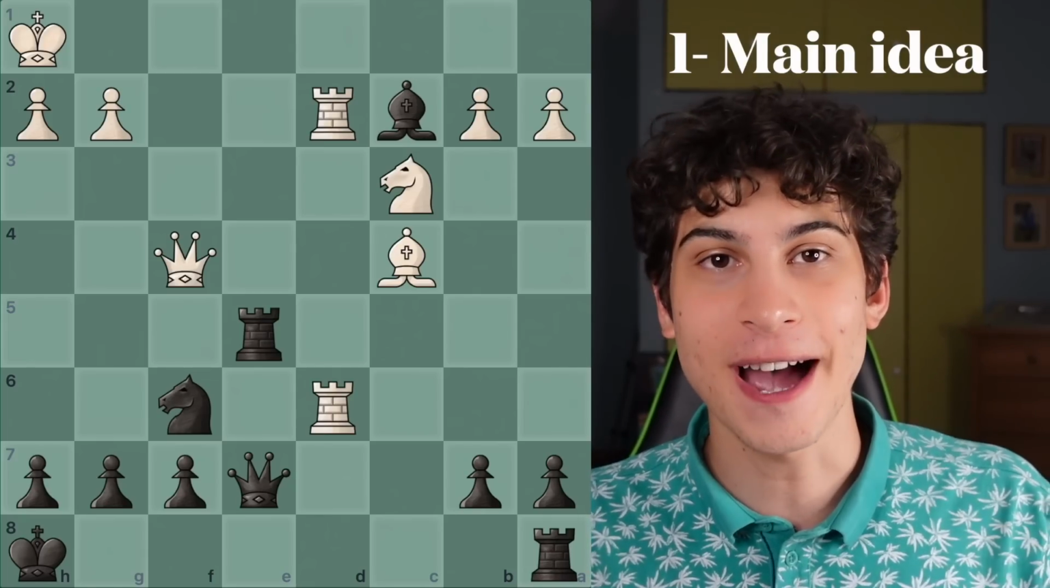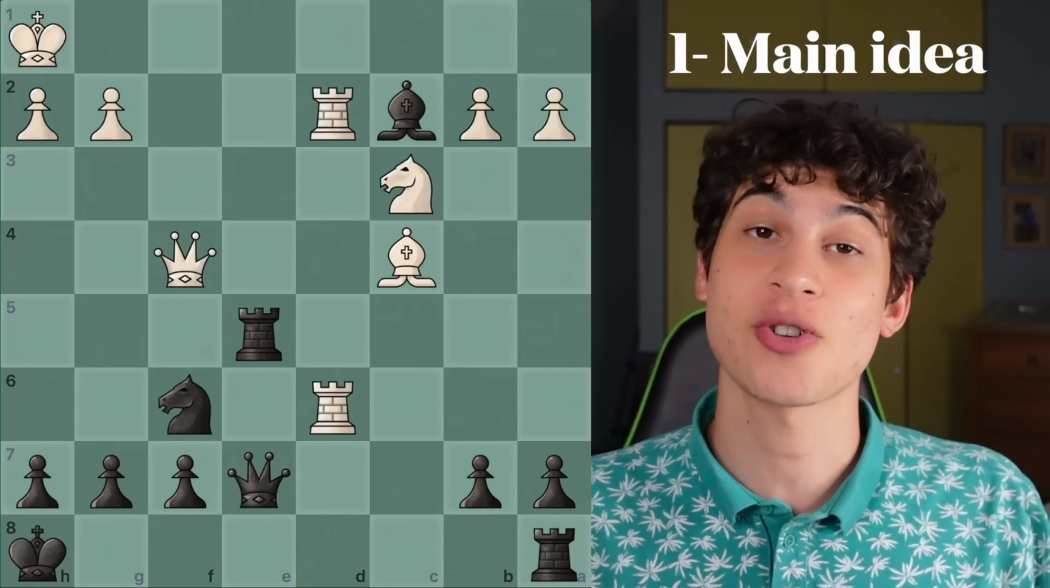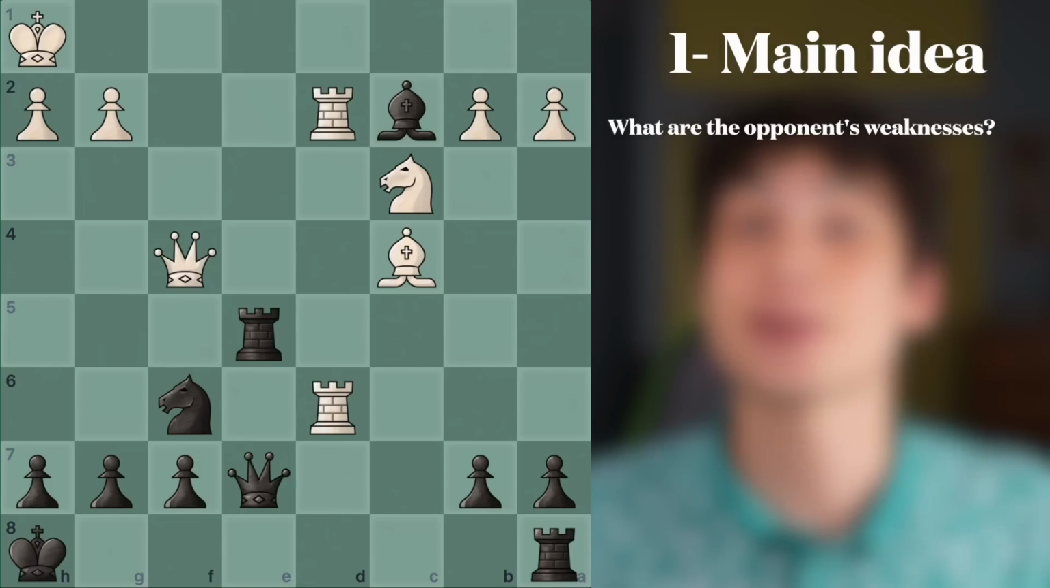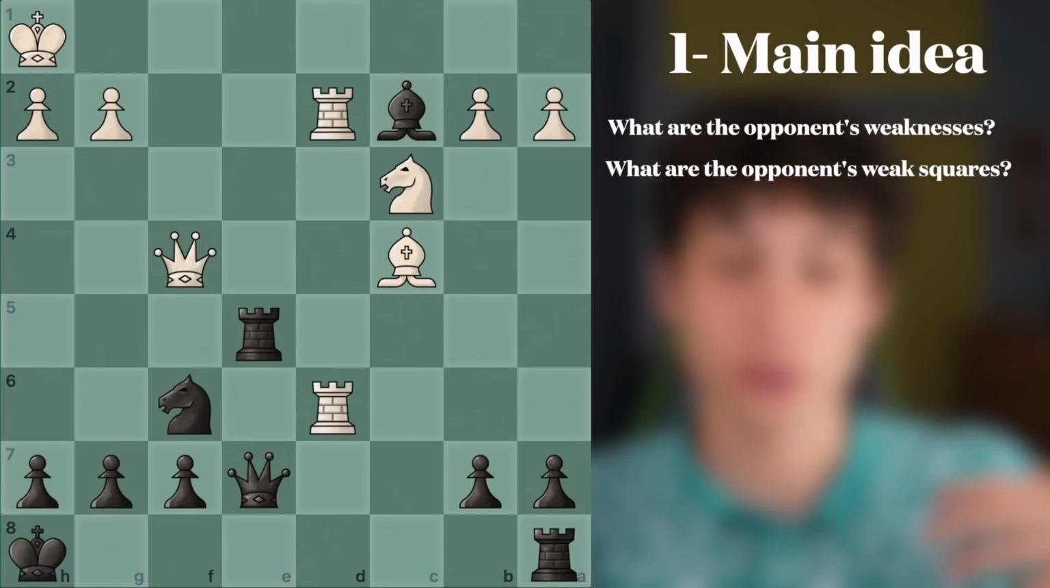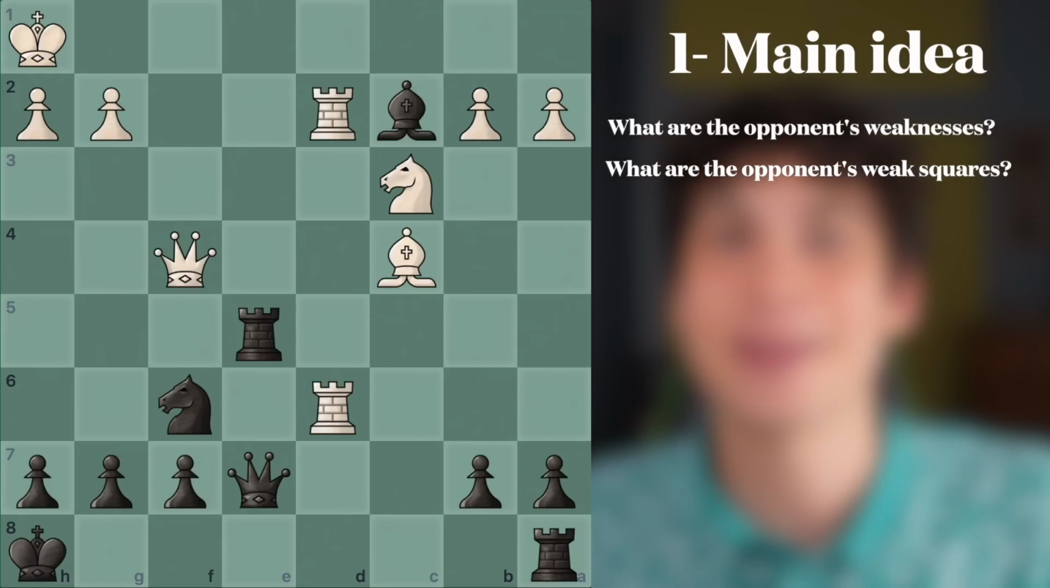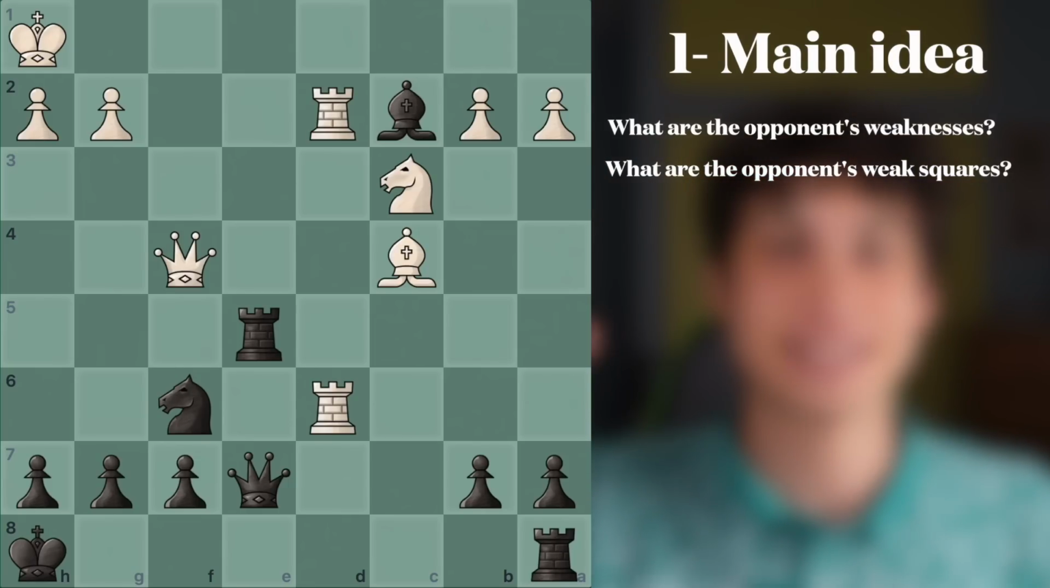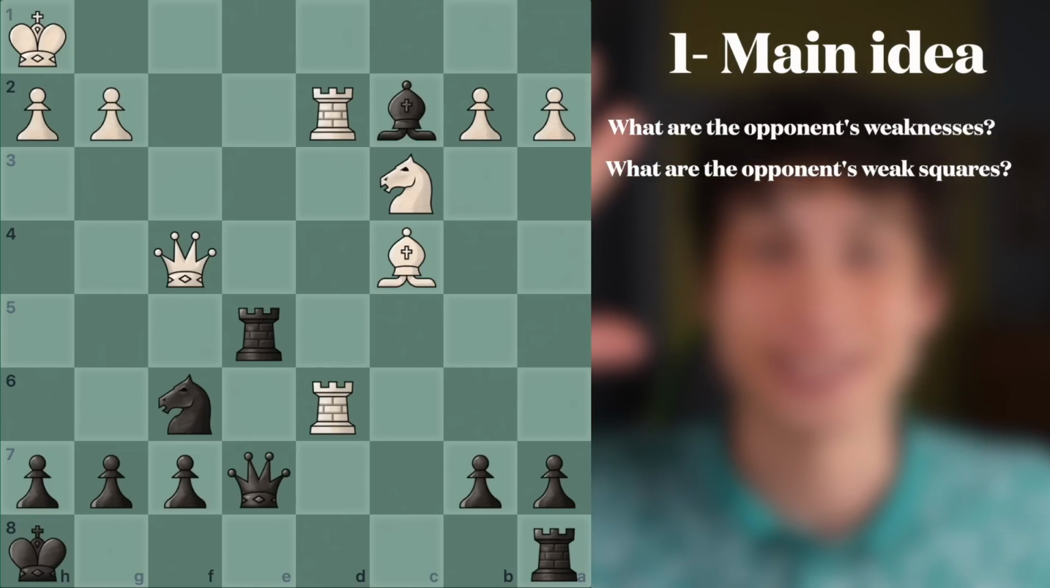Next is going to be to find the main idea. So do your best to try to find what's the weakness or the square that we're going to try to reach to beat the white pieces here. Giving you 5 seconds to pause. Take as much time as you need.